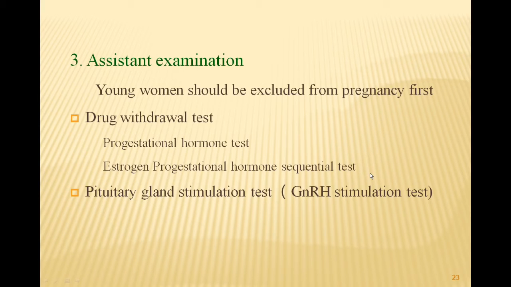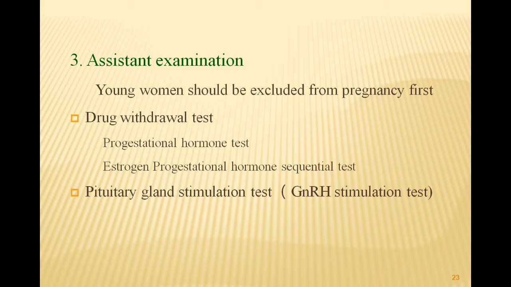Assistant examination about amenorrhea. The first thing we must do is exclude pregnancy, and then we can do the drug withdrawal test. The first step is the progesterone hormone test. Then we will talk about how to do the progesterone hormone test. We give the patient progesterone for 5 to 10 days and then stop the medicine. The patient will menstruate within 1 week.